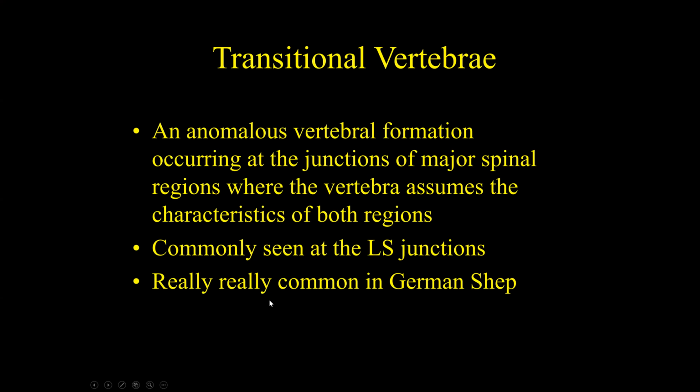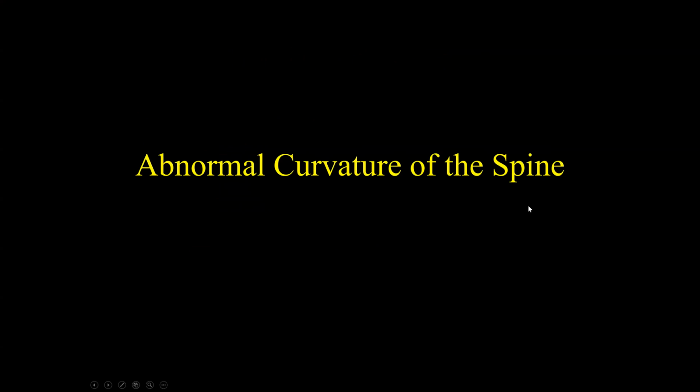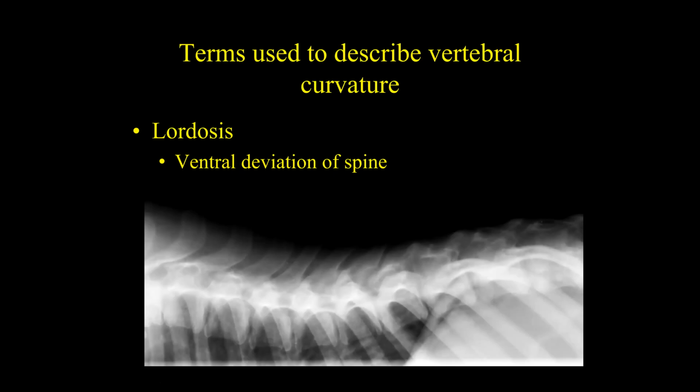Really, really common in German Shepherds, which we're going to talk a little bit more about in just a minute. Okay, abnormal curvatures of the spine. These are easy, but you need to know the names. Lordosis is an abnormal ventral curvature of the spine.